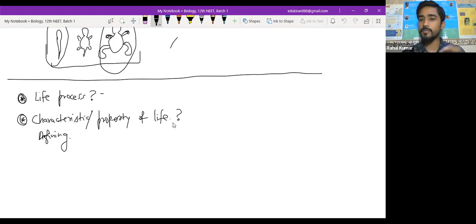Now let's distinguish between the two quickly, taking the example of reproduction. Do you think reproduction is a life process? What do you think? Is it a life process or not? See, a life process is simply any process that is done or shown by a living system. So a living system does respiration, so it's a life process. A living system moves, it's a life process, which means a living system can do that.